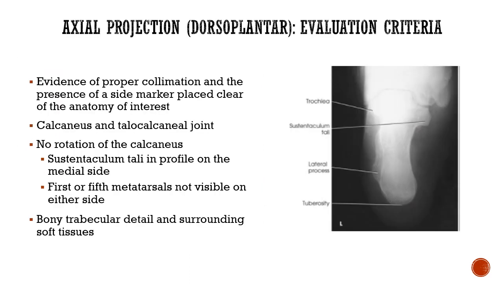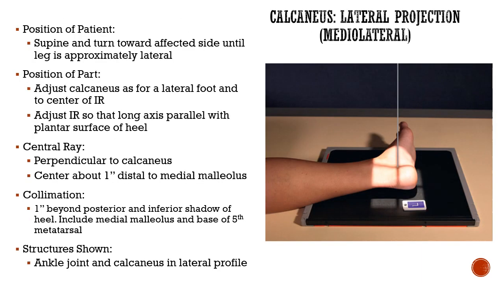And so we have the exact same type of process, the same visualization process, everything visualized that we saw before. This image is labeled, so I'll show you the sustentaculum tali to which we were referring before. We can see the tuberosity, and there's the lateral process on this image as well as the trochlea of the calcaneus.